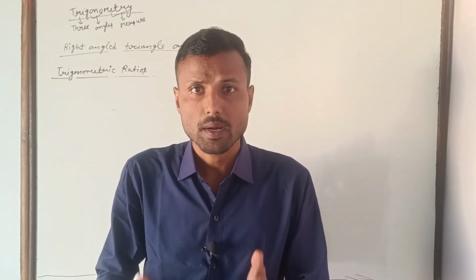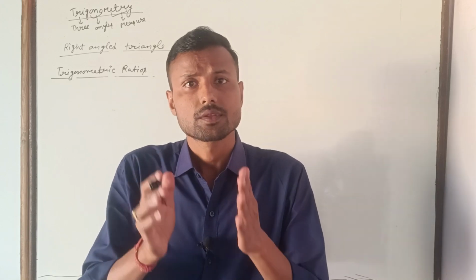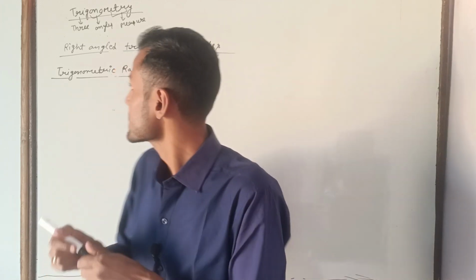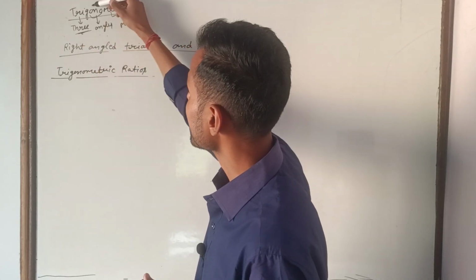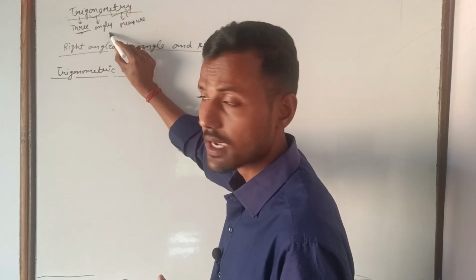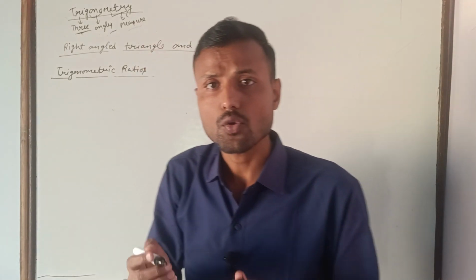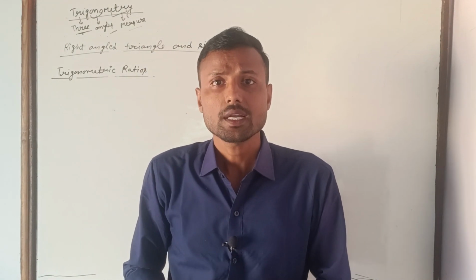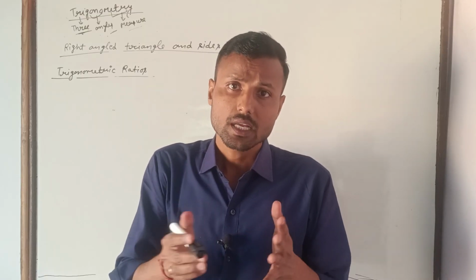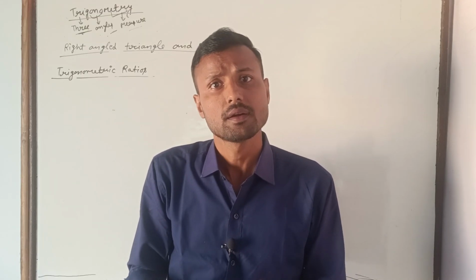Okay, so now let's talk about trigonometry. So what is trigonometry? Let me tell you. The word trigonometry comes from three Greek words. First is tri, and tri means three. Second is gono, and gono means angles. And metry means measure. So trigonometry means measurement of triangle. It mainly deals with the relationship between the angles and the sides of a right angled triangle.